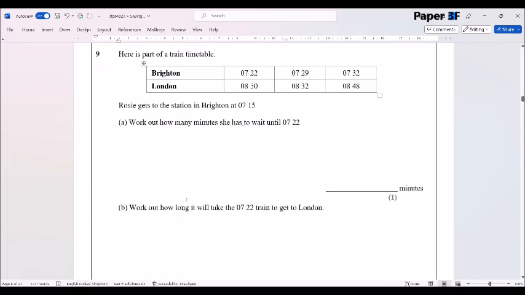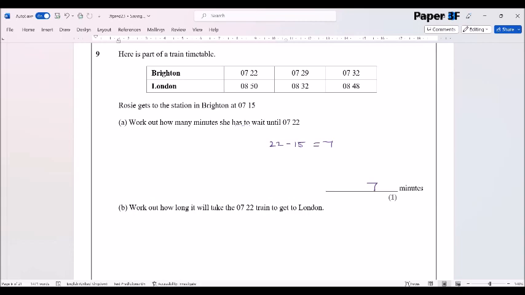Number 9 is part of a train timetable. We've got Brighton and London. Rosie gets to the station in Brighton at 7:15. Work out how many minutes she has to wait until 07:22. That's going to be just 22 minus 15, answer 7 minutes. Nice and straightforward there.